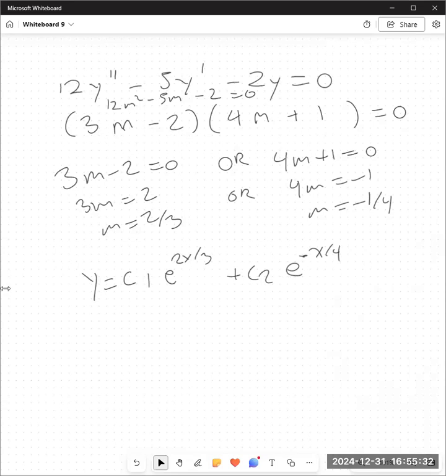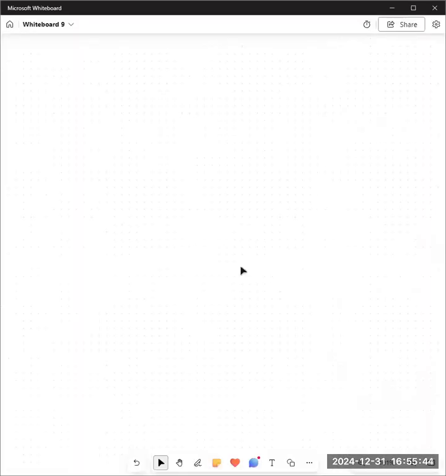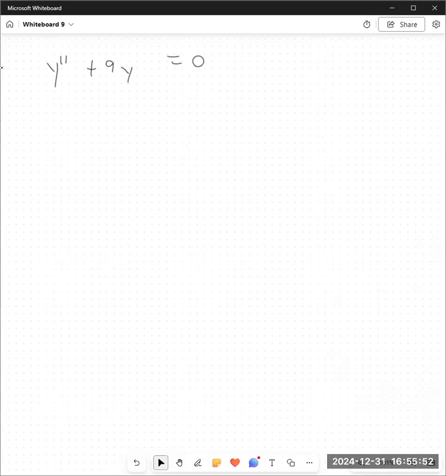All right, I think that's probably enough case 1 and case 2 for right now. Let's do a couple from case 3. So moving on here, y double prime plus 9y equals 0 makes m squared plus 9 equals 0.